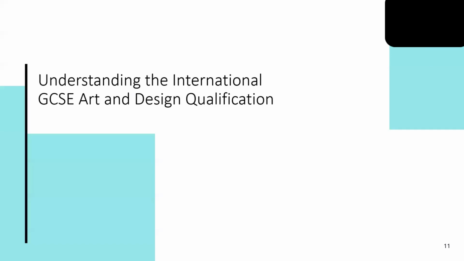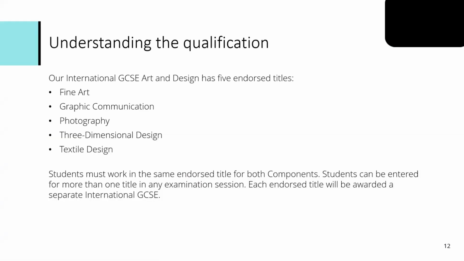Now we'll go on to understanding the International GCSE Art and Design qualification. During this section, we will take a closer look at each of the 5 endorsed titles: Fine Art, Graphic Communication, Photography, Three-Dimensional Design, and Textile Design. Students must work in the same endorsed title for both components, but students can be entered for more than one title in any examination session. Each endorsed title will be awarded a separate International GCSE qualification.